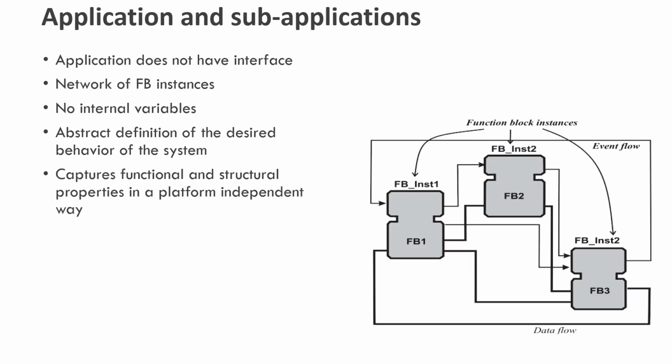An application is a network of function block instances, similar to that of a composite function block. But an application does not have an interface, so it cannot have any internal variables. An application is a kind of abstract definition of the desired behavior of the system, irrespective of the particular devices where this behavior will be executed. But it's complete in the sense that it captures all functional and structural properties in a platform-independent way.